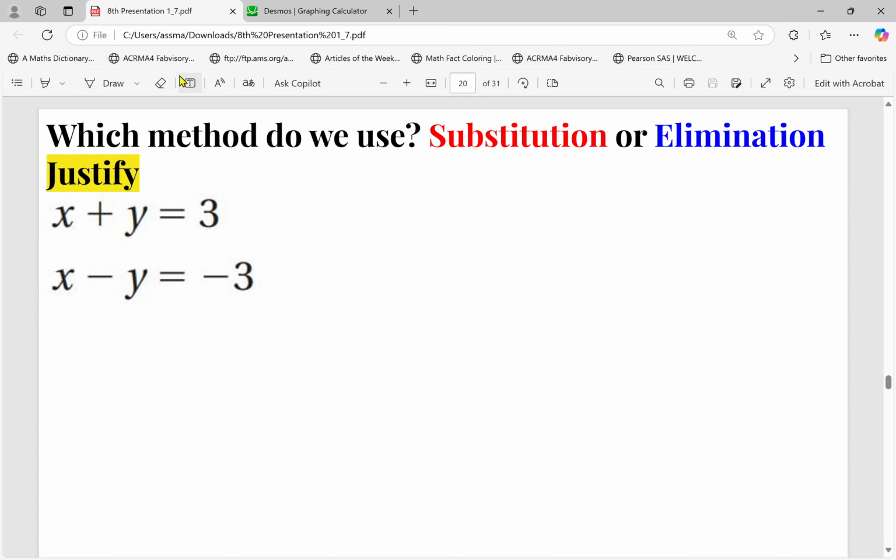Okay, so what we want to decide is which method would be faster to solve a system of linear equations. So I have two choices. I could either do substitution or elimination method.